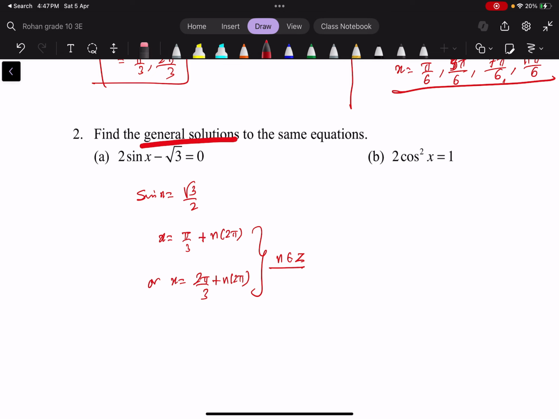If you take n as 1, then you'll add 2 pi to this. If you take n as 2, you'll add 4 pi to these basic values. If you take minus, then you subtract from this. You can just add this because you want a general solution, and these will all be general solutions.